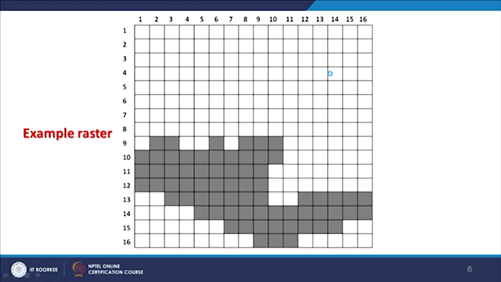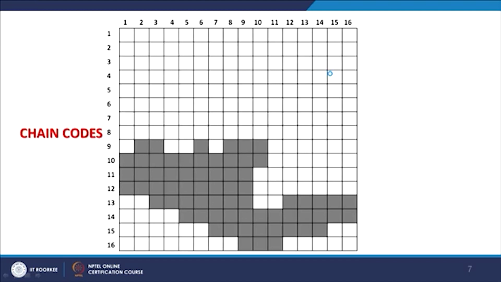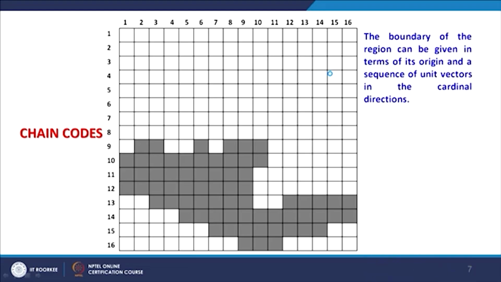Just to re-emphasize, to develop our understanding of raster data compression, I am taking the simplest possible example. There may be complications later on in real data compression techniques, but first we have to understand the fundamentals. The first technique is the chain code technique, in which the dark area will be coded, and let us discuss how it is coded.